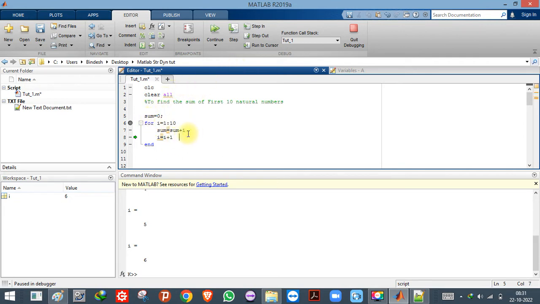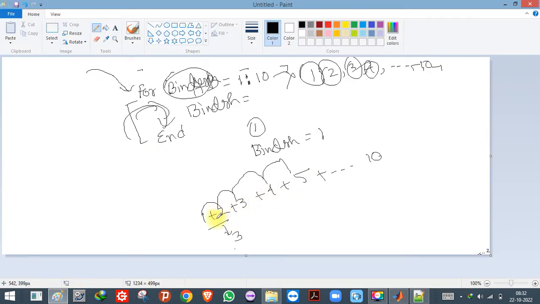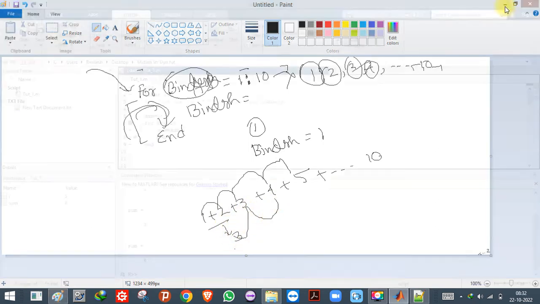Now if you see, if I suppress this and again I try to run it, my sum is 1. Why? Because sum was initially defined as 0. When it comes to the loop, it takes sum equal to 0 and I equal to 1. 0 plus 1 equal to 1. Next, sum was 1, I was 2, 2 plus 1 equal to 3. Now it will be 6. Why? Because 3 plus 3 equal to 6, then 4 will be added up.